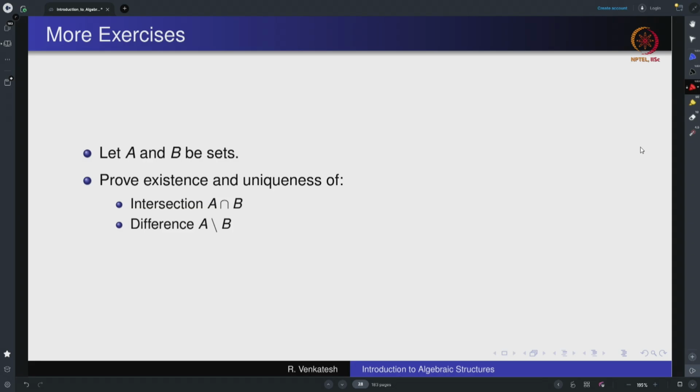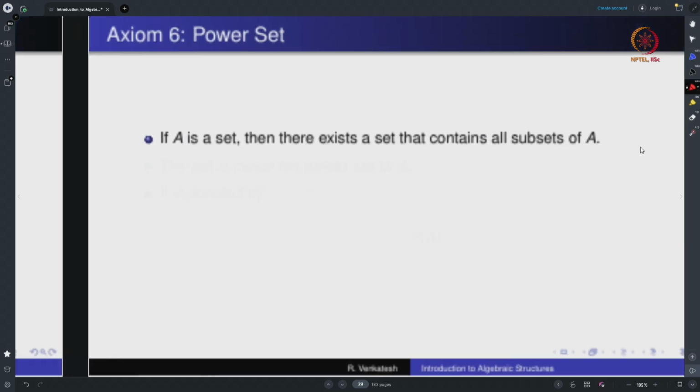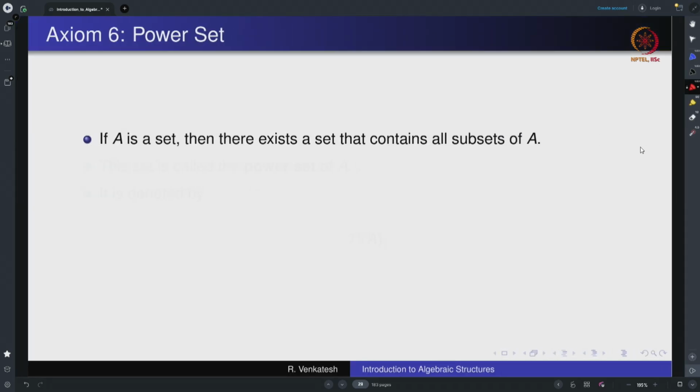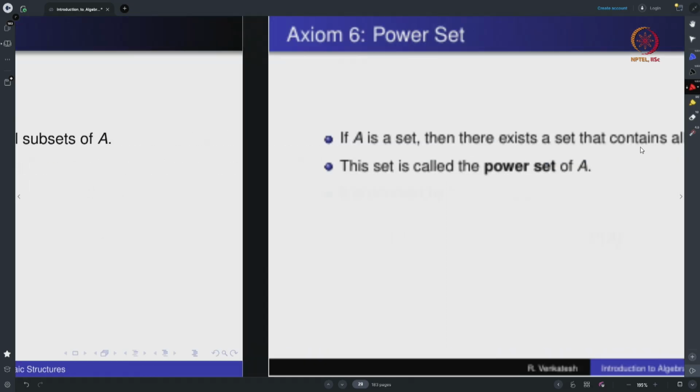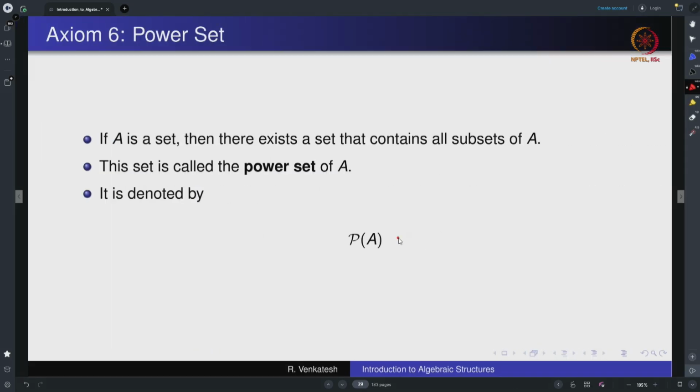Okay. So, that is something I am leaving to you. So, now what is the sixth axiom? The sixth axiom guarantees that given a set, there always exists a power set of that set. What is the power set? It is a set that contains all subsets of capital A, and it is usually denoted by P of A. So, P of A collects all possible subsets of capital A.